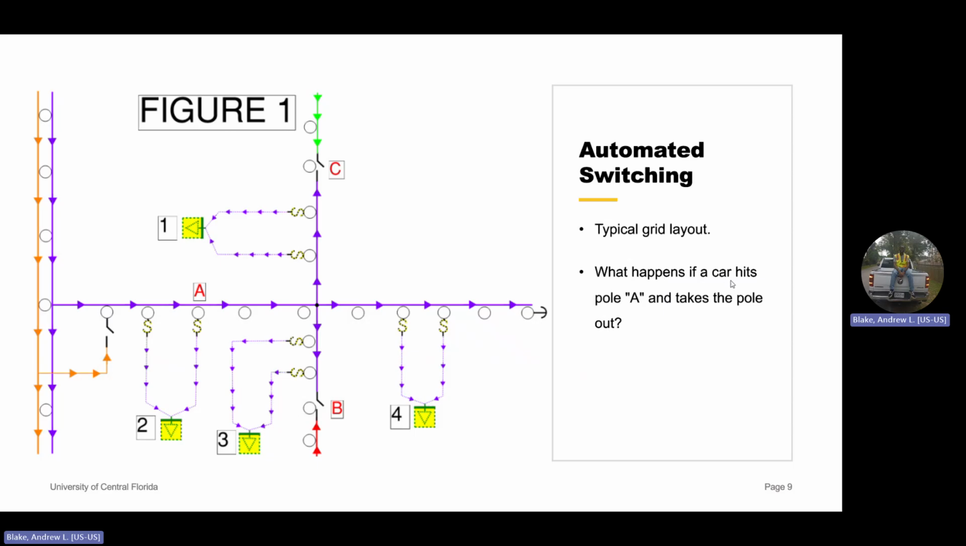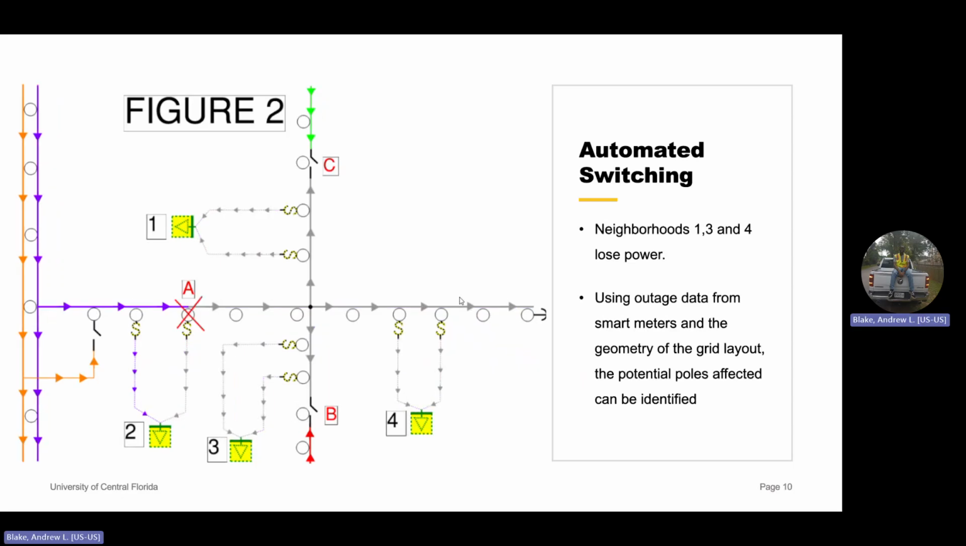Well, what happens if, say, a car were to hit pole A? Well, when that happens, it takes out the majority of the power of these homes. Notice how neighborhood 1, 3, and 4 is now grayed out and they all lost power.